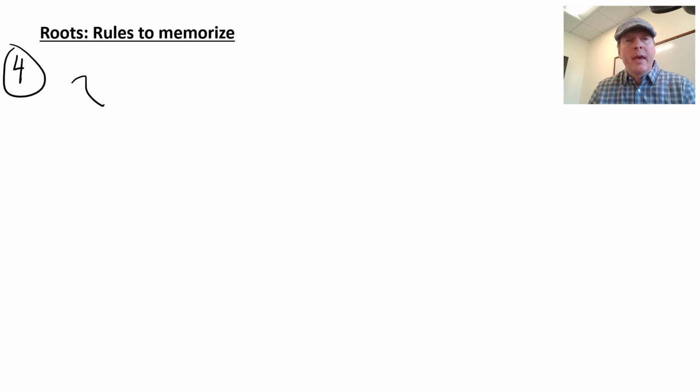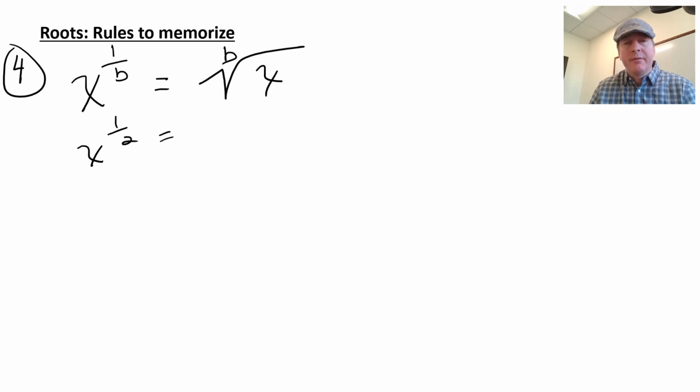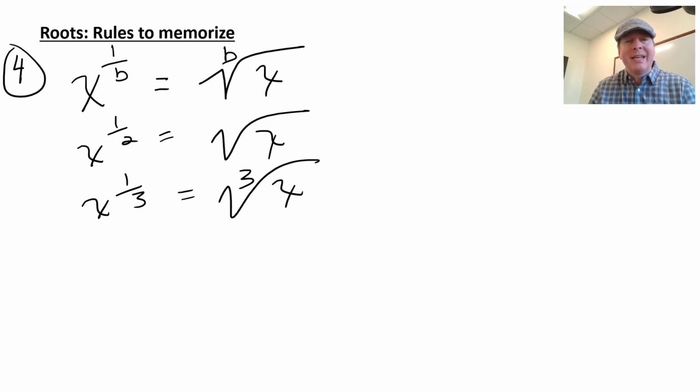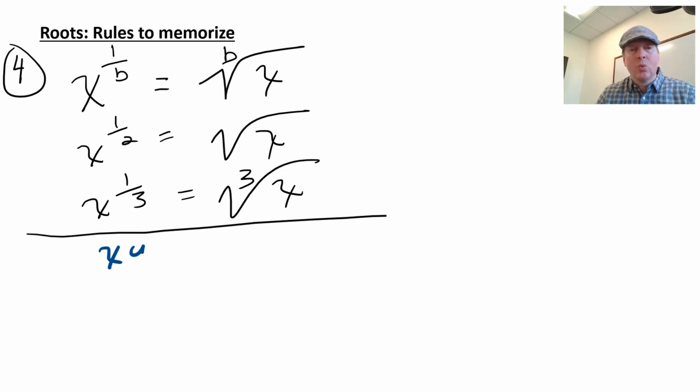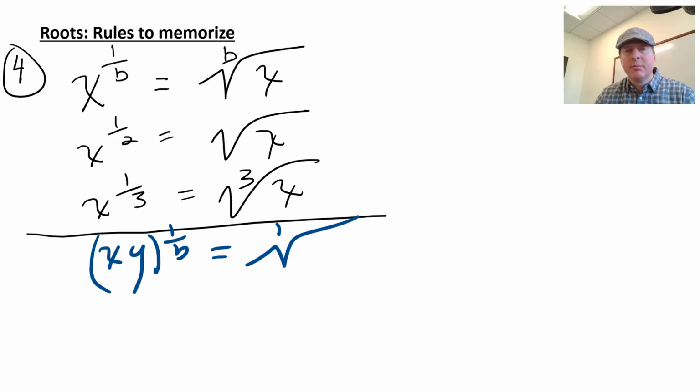Let's look at another rule. x raised to the power of, let's say, 1 over b is the b-th root of x. So we know that x to the 1/2 is the square root of x. We know x to the 1/3 is the cube root of x. The index number, as it's called, goes inside that little divot there. For x to the 1/2, there's an implied 2. Suppose I wrote xy raised to the power of 1 over b. That is the b-th root of x times y.